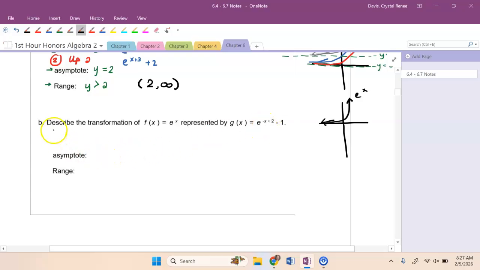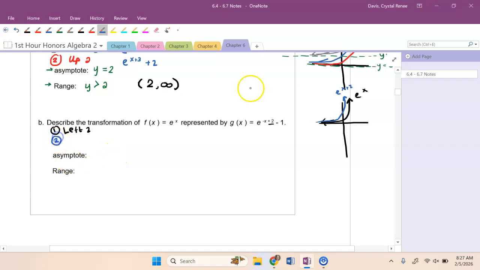Okay, so the first thing I want to look at is, are we moving left or right? Okay, well, we see this plus 2 here, so remember that means we're moving left 2. Okay, so if we move left 2, it'd be the same equation here. Everything's going to be to the left 2 of it. So this would be like e to the x plus 2. Okay, now the next thing I look for is, do we have a shrink or a stretch? Okay, no, we don't.